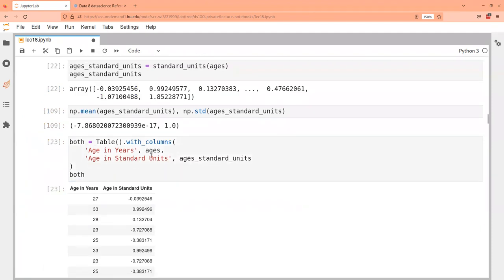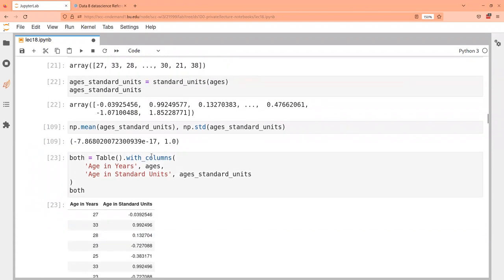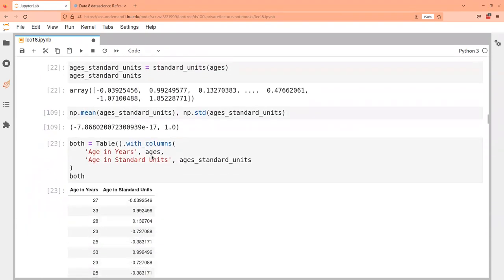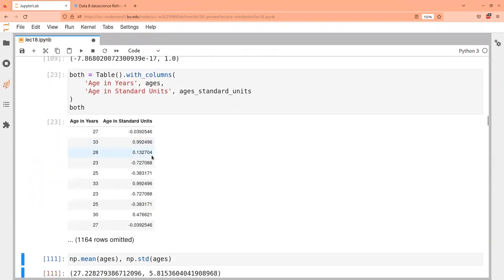Now we have our table with the ages, but also the ages in standard units. So the 27 is the same as 0.03, and the 23 is 0.7. We've scaled it a bit, which might be kind of annoying, especially if you're looking at it raw. But the point is that now these are in standard units.